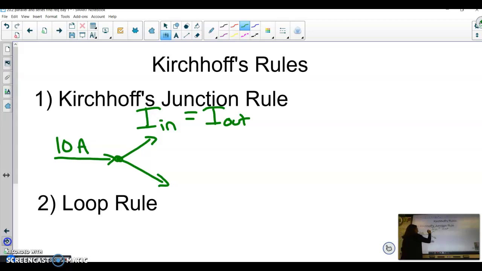Well, if 7 amps decide to go this way, then that means there must be 3 amps going that way. So that's what I mean by the current in equals the current out. Right? You couldn't have 10 in and then 7 and 2 or something like that. All of the electrons have to be accounted for.